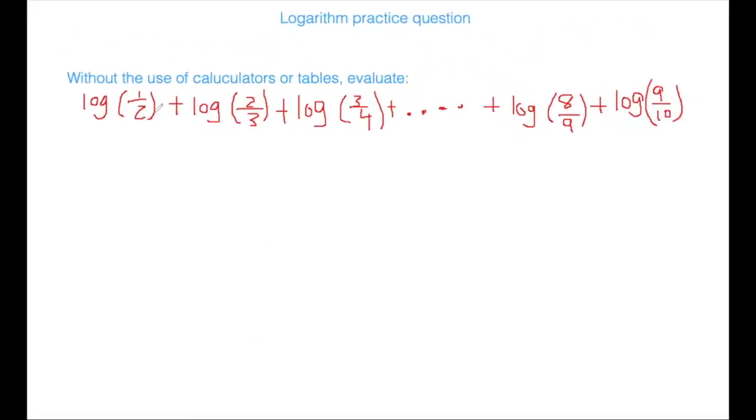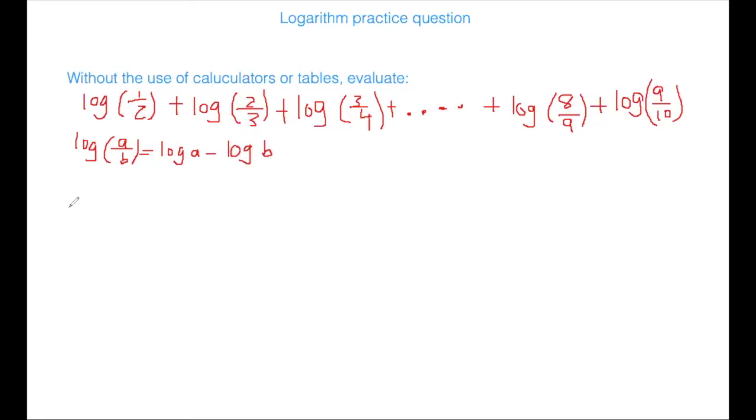This is a Caribbean Advanced Proficiency Examination question for mathematics, that's CAPE Math, where without the use of calculators or tables, evaluate the following. Now, let's recall our laws of logarithms. When we divide, we subtract. So we can use this rule because if you realize all of them are in fraction form, and applying the rule that says when I have division, I can rewrite it as subtraction. Applying this, we can get the result. So log A over B is equal to log A minus log B.